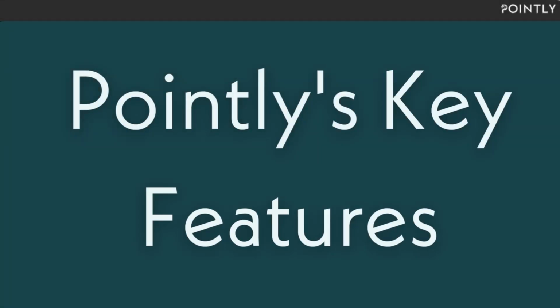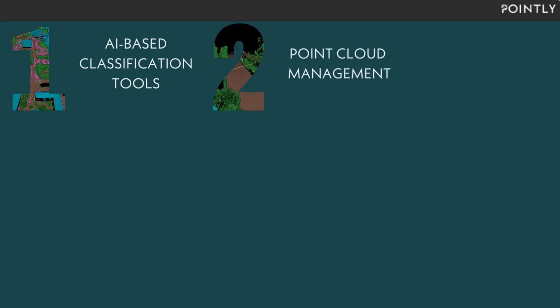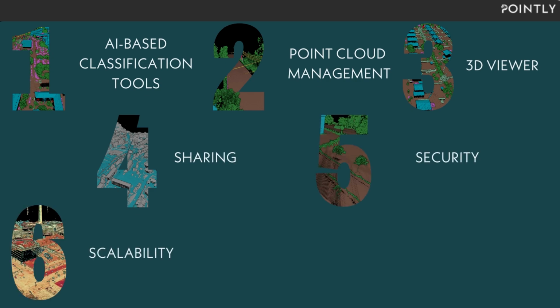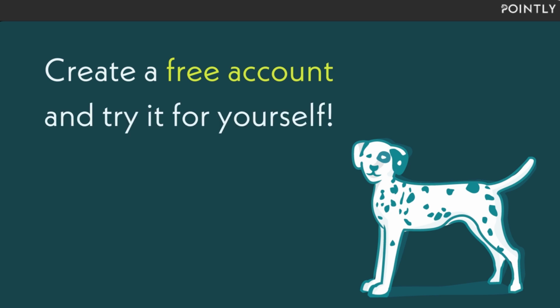Pointly's key features: AI-based classification tools, user-friendly point cloud management with a 3D viewer, collaborative sharing, high data security, flexible scalability, API, as well as our responsive user support. Pointly, point out what matters.